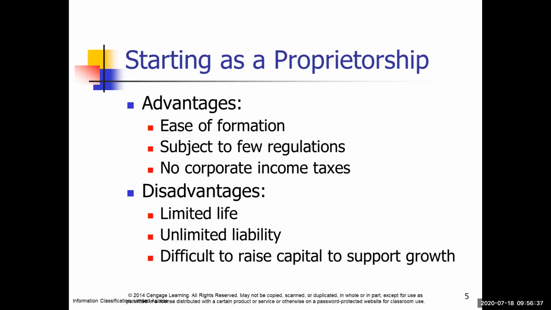So what are the disadvantages? As I mentioned, there is no transferability of interest. If I want to stop the business, or if something happens to me, the business cannot be continued. It will come to an end, with the sole proprietor. And I also mentioned unlimited liability. So what happens in unlimited liability?